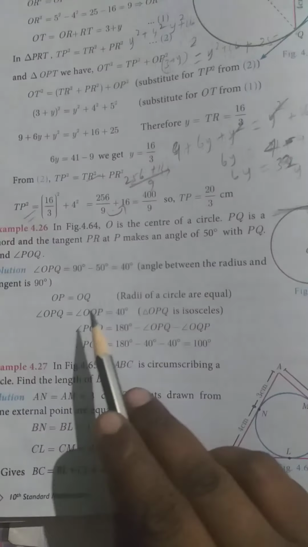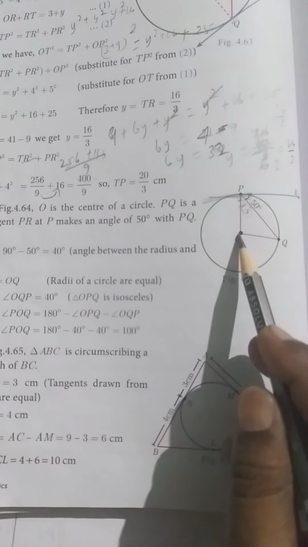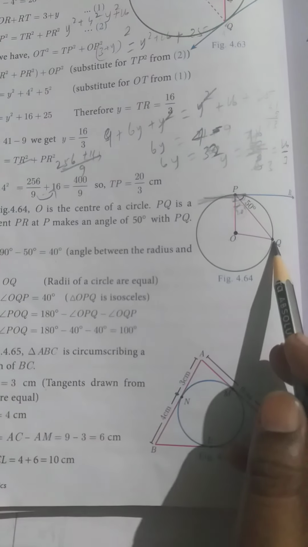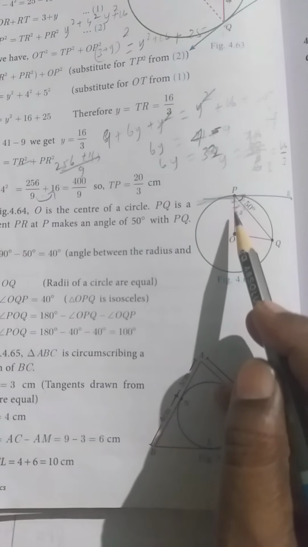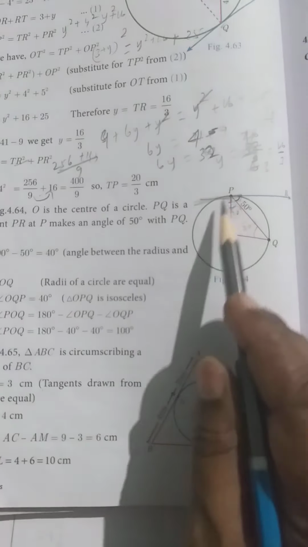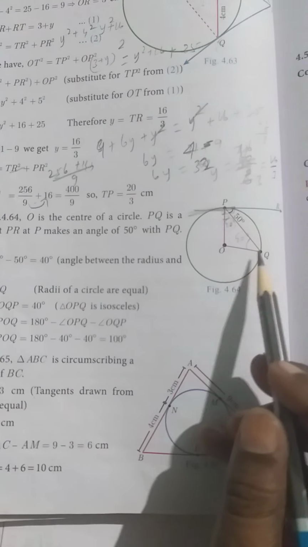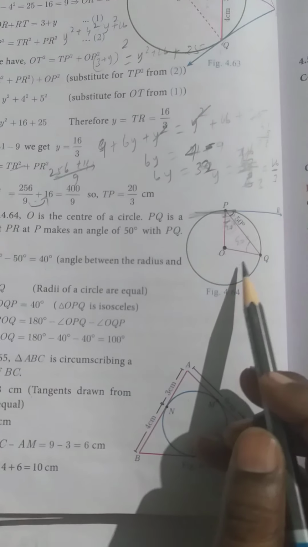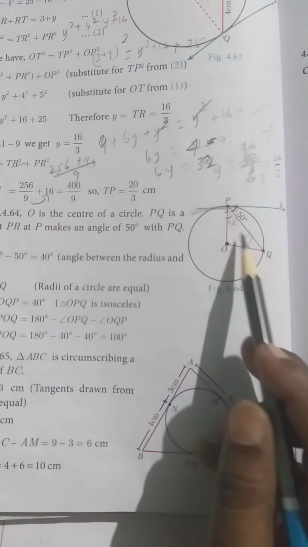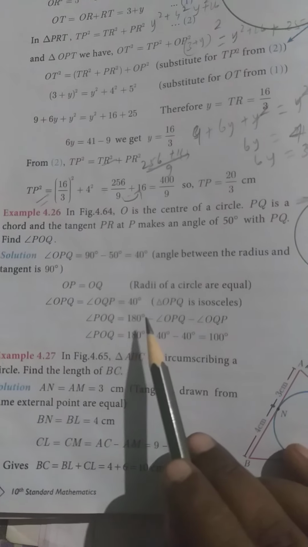Angle between the radius and the center is what? Next, OP is equal to OQ. This is radius. These two are equal. Therefore, this is 40 degree. Now, this one also is 40 degree automatically, and it becomes an isosceles triangle. Next, 40 degree plus 40 degree, the sum of the angles in a triangle is 180 degree. Therefore, 40 plus 40 is 80. 180 minus 80 is 100 degree. This one is 100 degree.